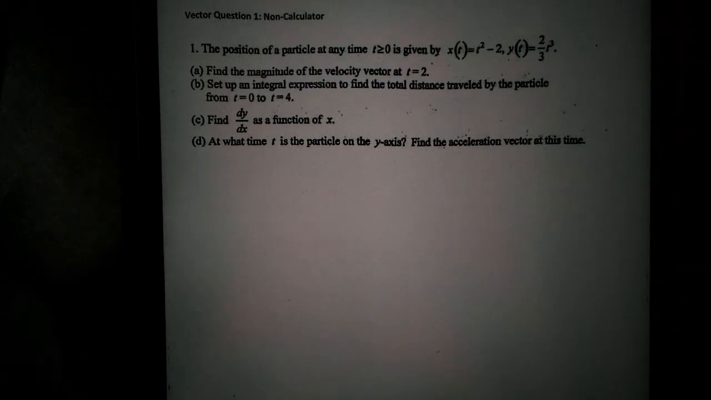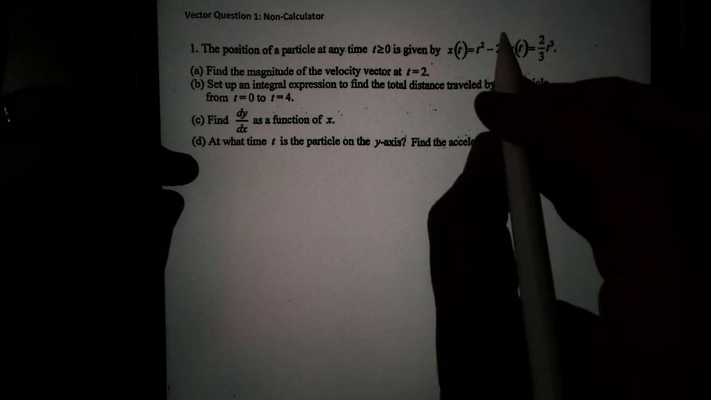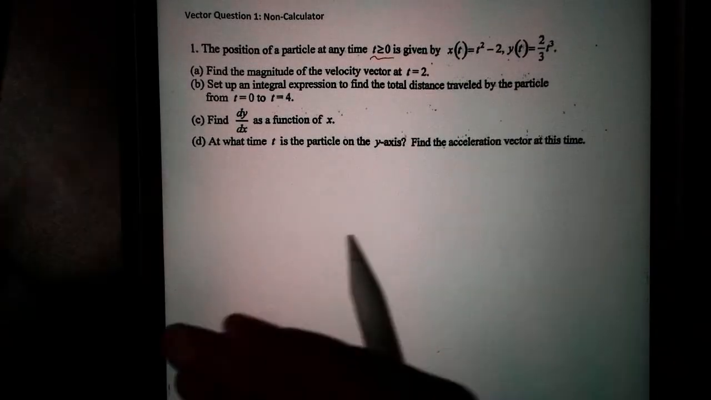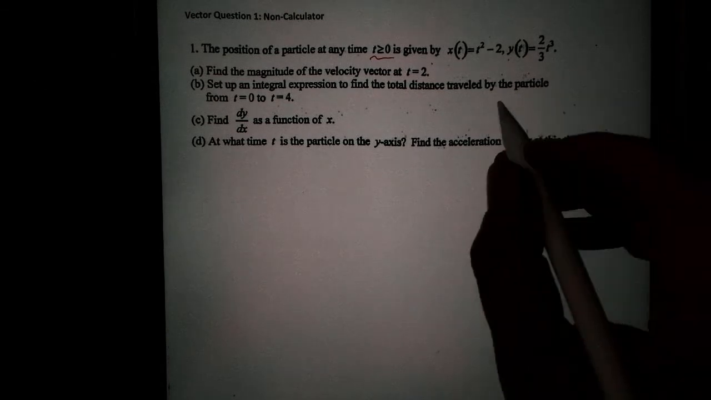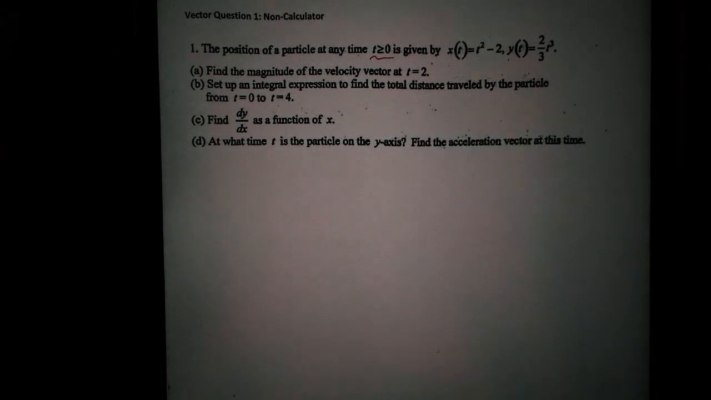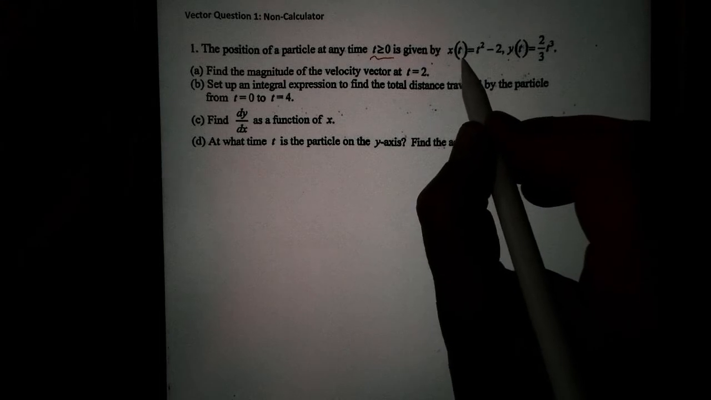Question number 1. They give us the position of a particle at time t greater than 0. It's the velocity, so we typically think time can't be negative, so t greater than 0 is normal. They'll most likely always give that to you. Next, they give us the position of the particle.